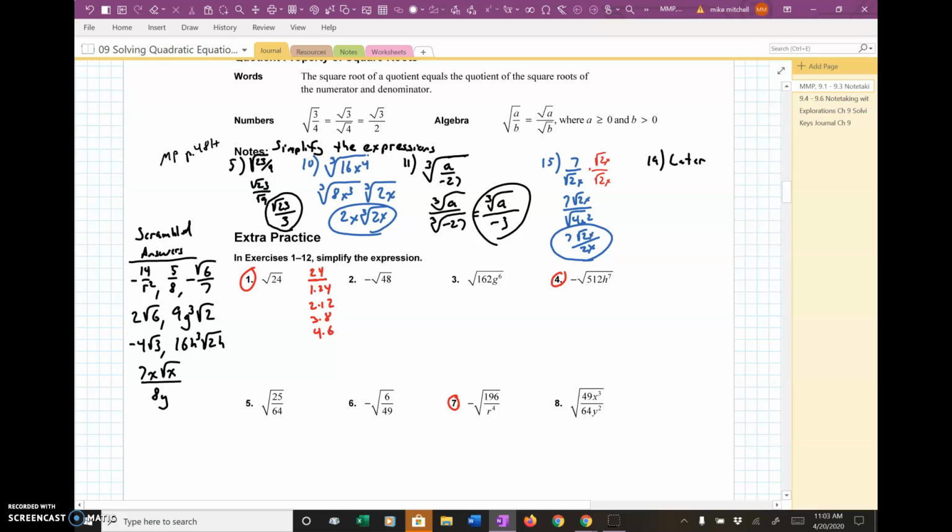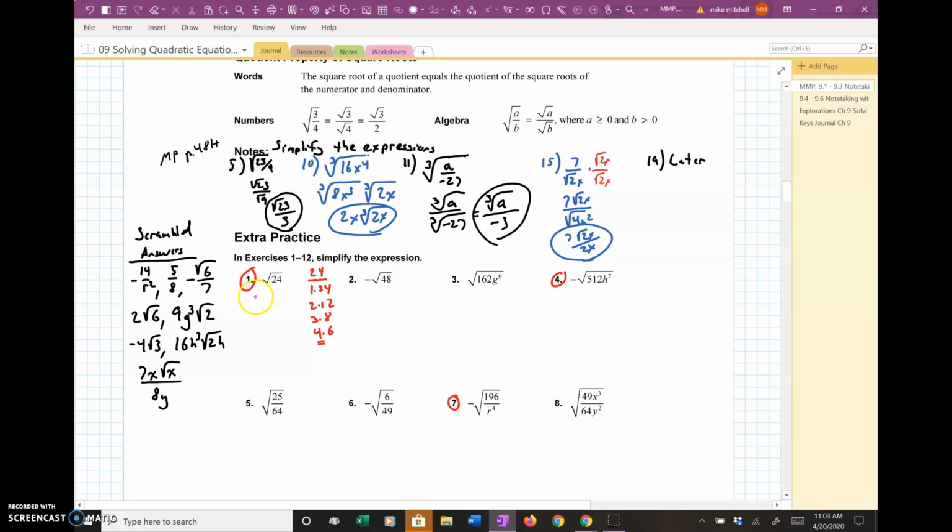Well, when I look at all these numbers, I only see one of our perfect squares. A lot of times you'll see more than one. If you see more than one, you want to pick the bigger one. I see right here the 4. Okay? And I'm going to use that one. So I'm going to break 24.